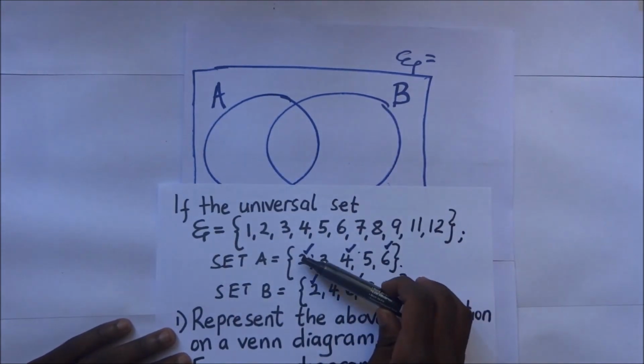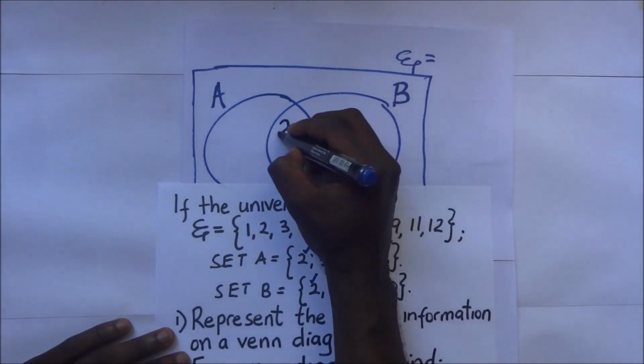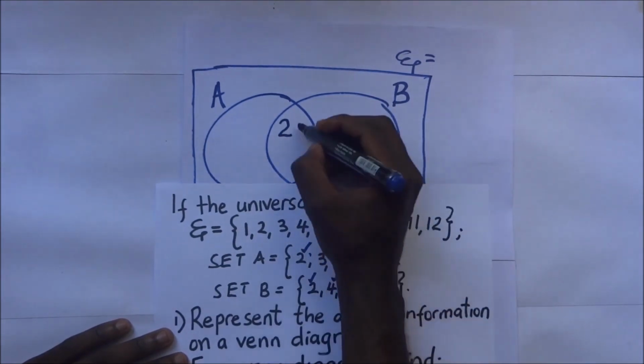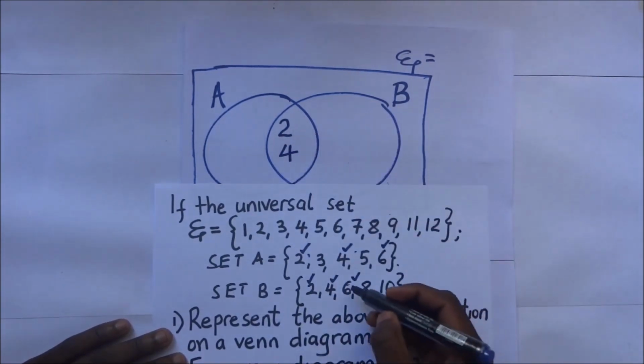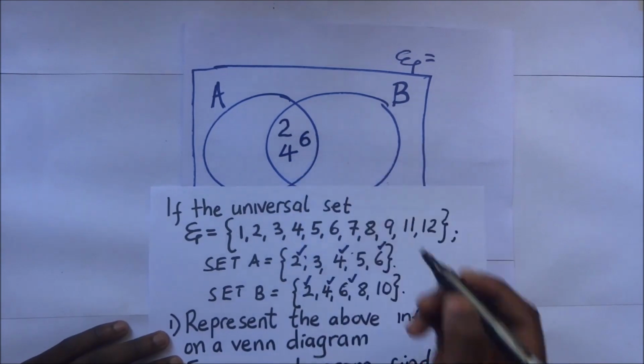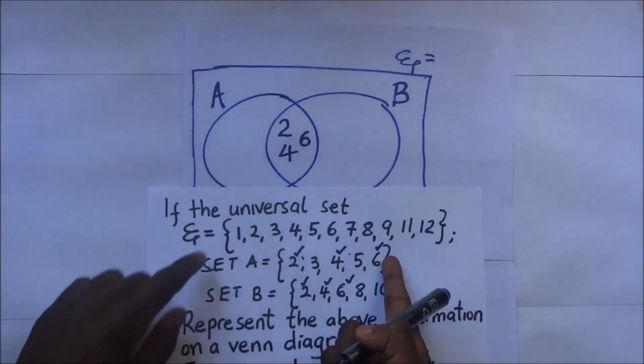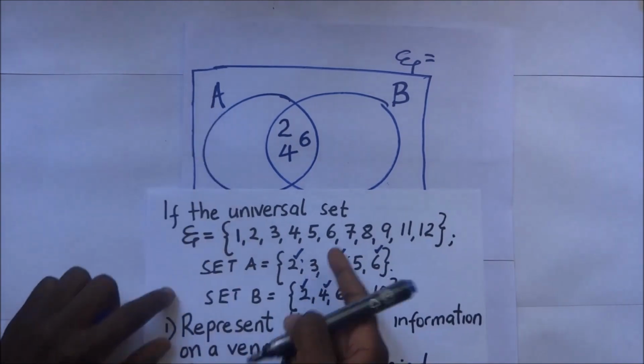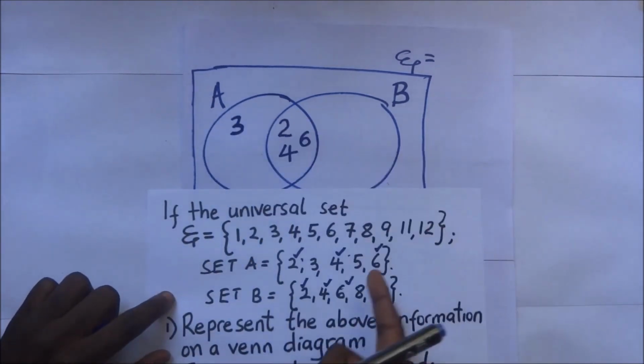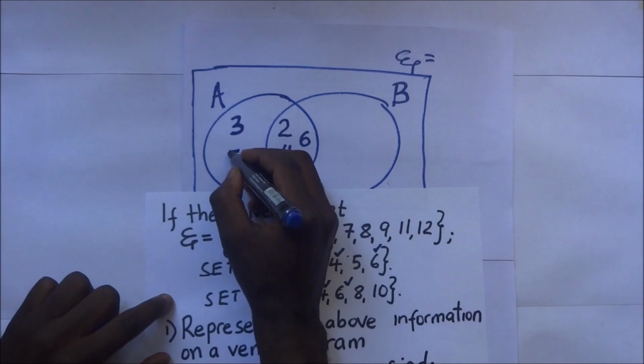So in the intersection we have 2, we have 4, and we have 6. Those are the elements that are shared. So the rest that are not shared go in set A. For example, 3 is not shared, so we'll put 3 there, and 5.